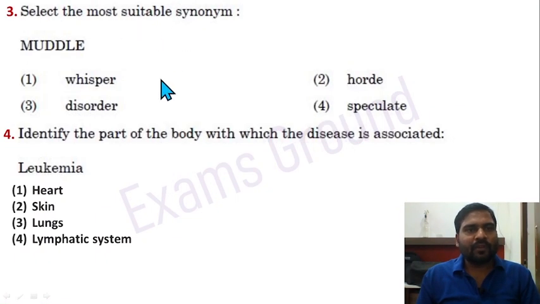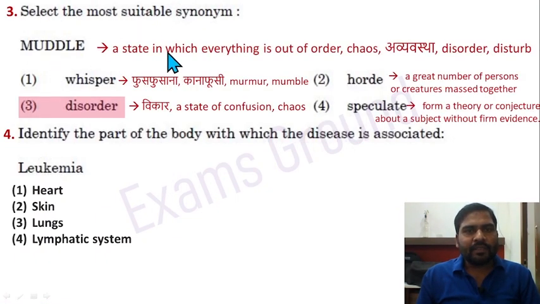Select the most suitable synonym for muddle. A state in which everything is out of order, chaos, that is called muddle, and option 3 is correct here. Disorder, a state of confusion, chaos. And the meanings of the others: whisper means फुसफुसाना, कानाफूसी. Hardy, a great number of persons or creatures massed together. And speculate means to form a theory or conjecture about a subject without firm evidence. किसी चीज की कल्पना कर लेना speculate होता है.